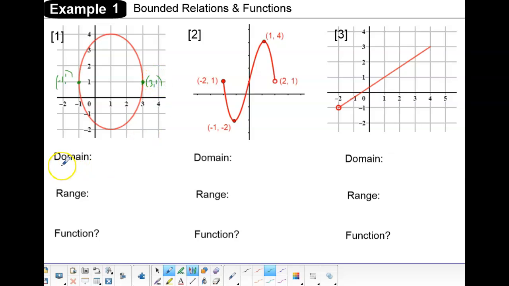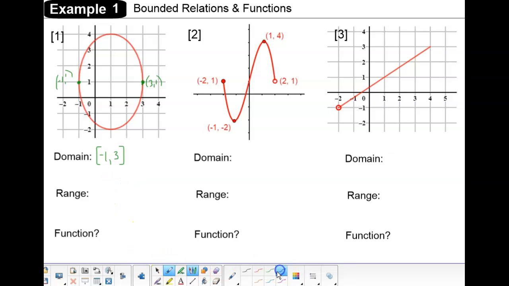And since domain is x values, we're going to start with the smallest x value, which is included because it's a closed circle there. So we have a bracket to show that it's closed, and then a comma, and the highest value comes next, and that's a 3. Again, it's included, it's a closed circle, and so the domain is the closed interval. It's bounded from -1 to 3.